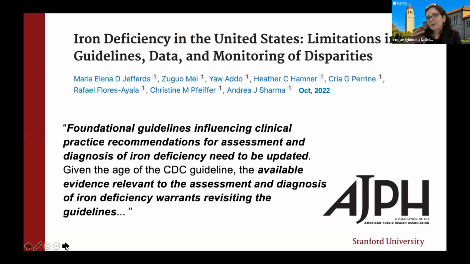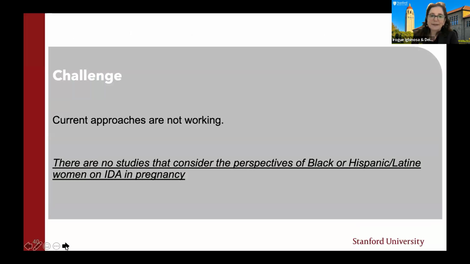We're not the only ones who are viewing this as a problem. If you look around in the literature, this is something from the American Journal of Public Health, written by epidemiologists from the CDC, among others, that really called out in 2022 that the foundational guidelines influencing clinical practice recommendations to assess and diagnose iron deficiency need to be updated. They're very old. They don't match our society, population, diet, lots of different things today. They call out that given the age of the CDC guidelines, the available evidence relevant to the assessment and diagnosis of iron deficiency warrants revisiting these guidelines.